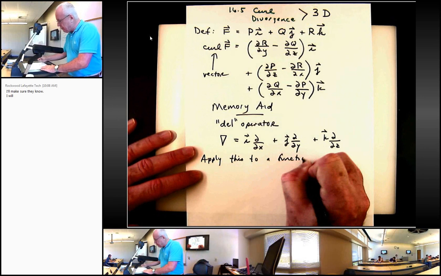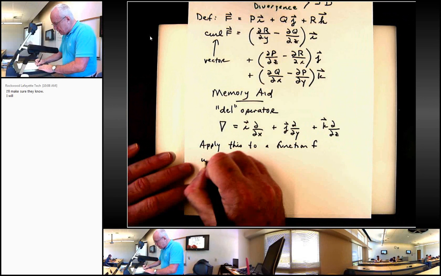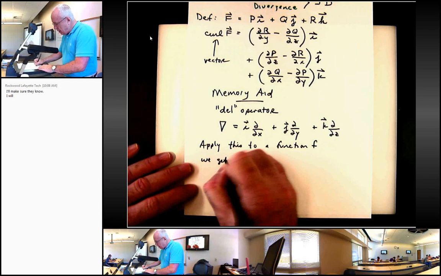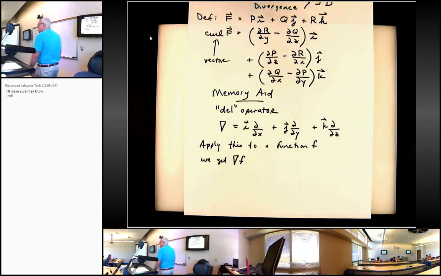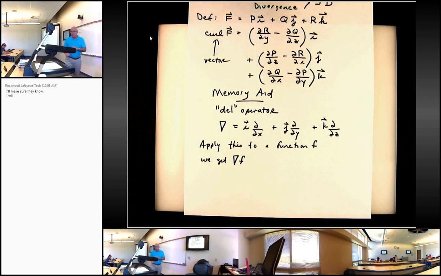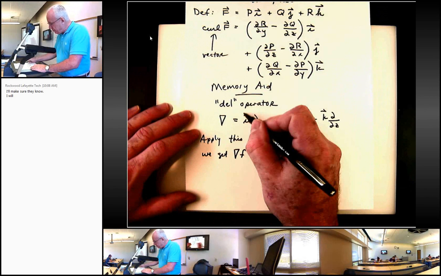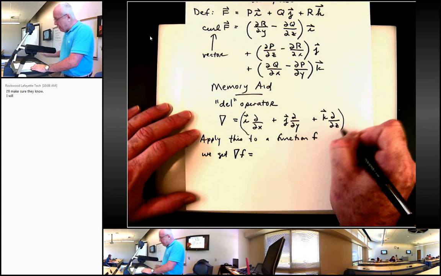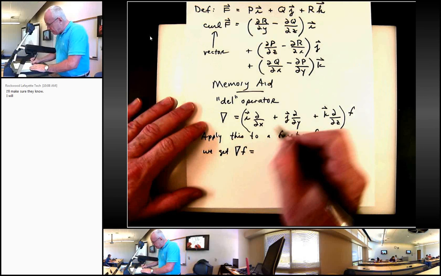Let's call it a function little f, and we get del f, the upside down triangle f. Of course we've seen this before. This is the gradient, right? Let's see that we do indeed get the gradient. I'm taking this whole thing and applying it to the function f. So what we get then is this.